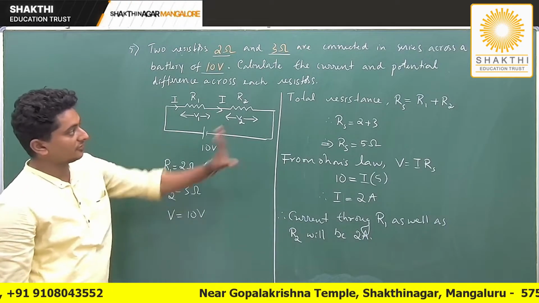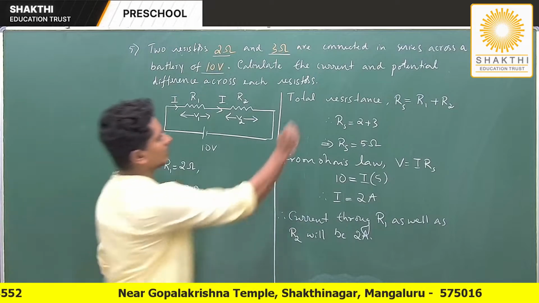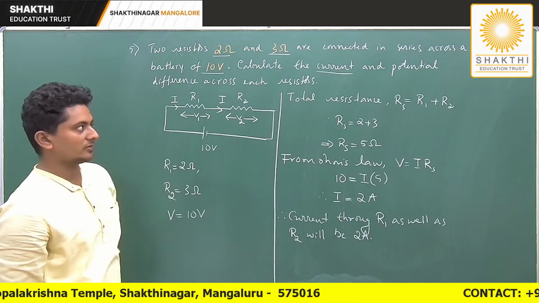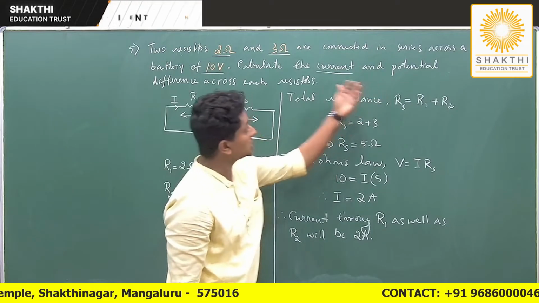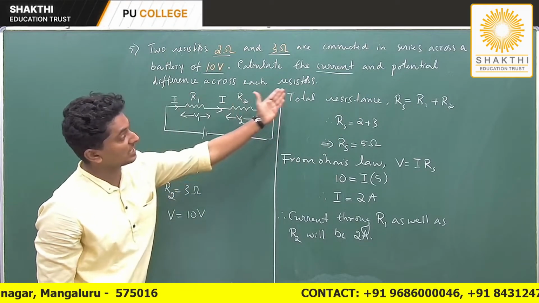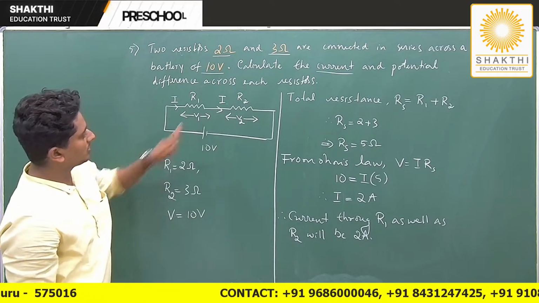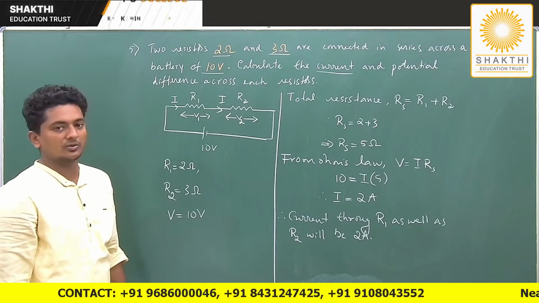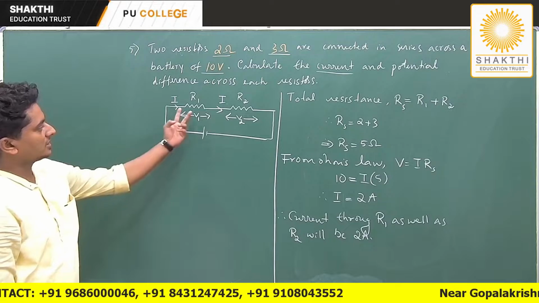Okay, so this is the first part of the question where you have to calculate the current. Next, we will calculate the second part of the question, that is, you have to calculate the potential difference across each resistor. So here, what is the potential difference I have to calculate? That I will be calculating next. The potential difference across R1 and R2.